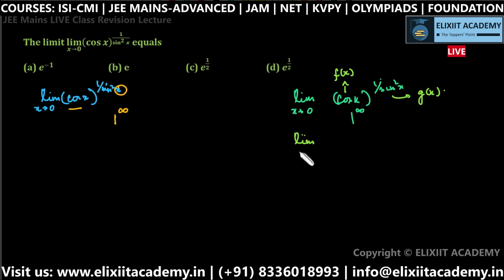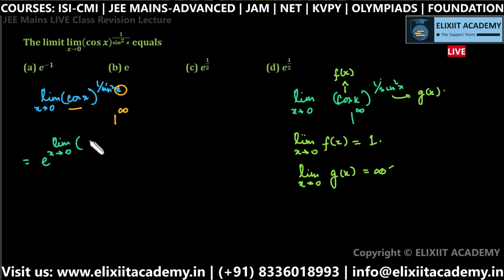The condition was limit x tends to 0, f(x) should be 1, and limit x tends to 0, g(x) should be infinity, and that is what we are having. So the second rule, which I have said in my class, should be applied in this case. So this is directly e to the power limit x tends to 0 of (f(x) minus 1) into g(x).